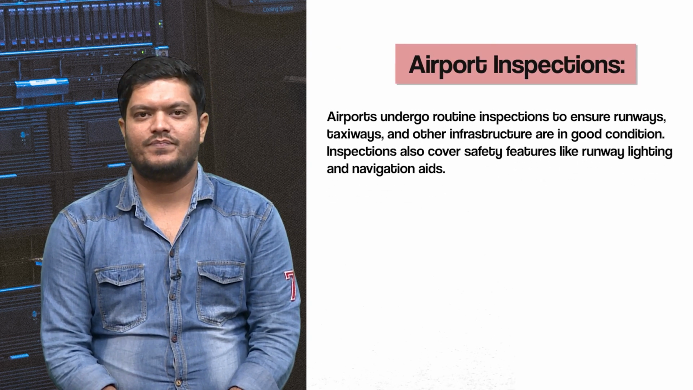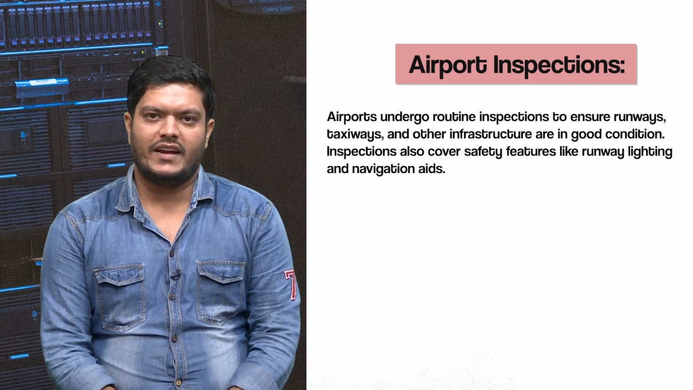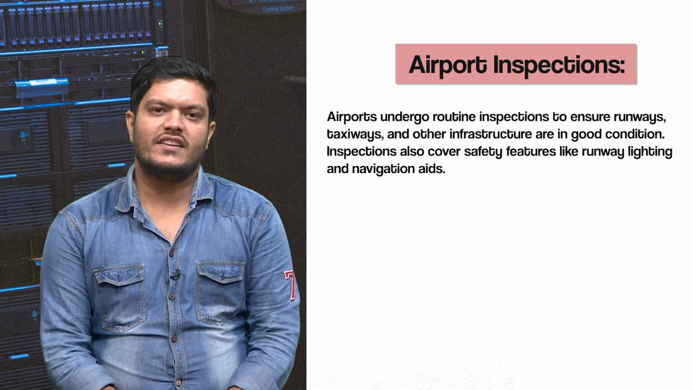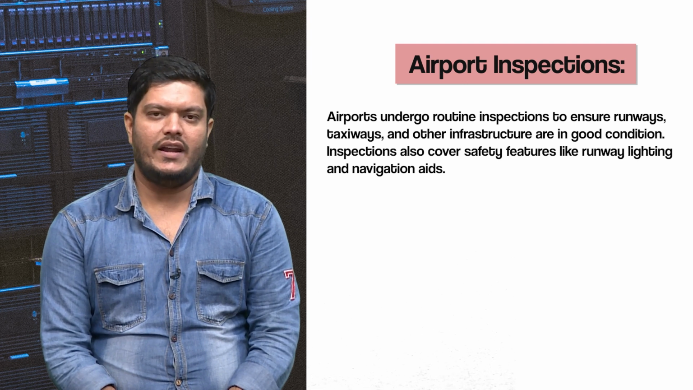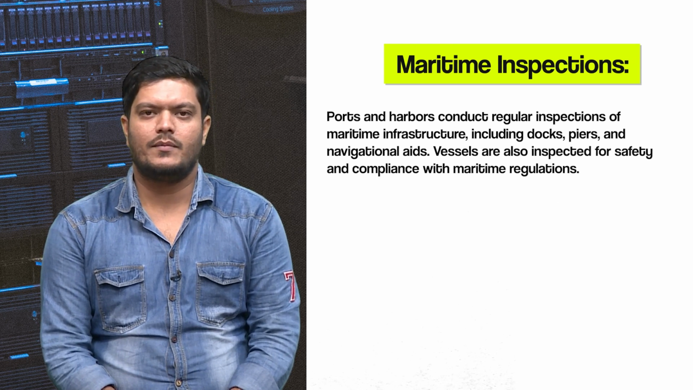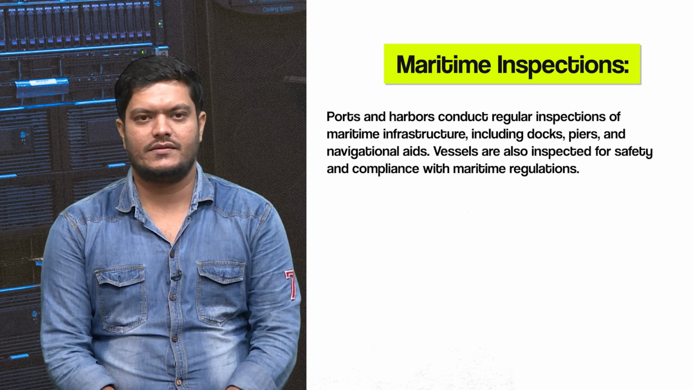Airport inspections. Airports undergo routine inspection to ensure runways, taxiways, and other infrastructure are in good condition. Inspections also cover safety features like runway lighting and navigation aids. Maritime inspections. Ports and harbors conduct regular inspection of maritime infrastructure, including docks, piers, and navigational aids. Vessels are also inspected for safety and compliance with maritime regulations.